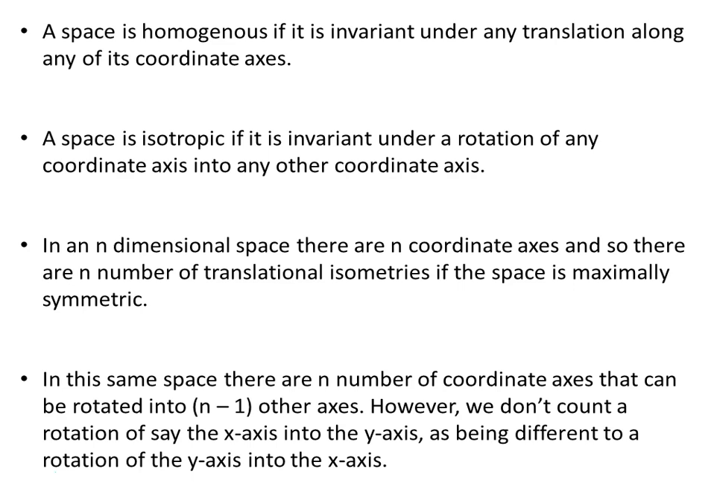Now, in an n-dimensional space there are n coordinate axes, and so there are n translational isometries if the space is maximally symmetric. So in 3 dimensions you'll have 3 axes, so 3 translational symmetries. In this same space there are n coordinate axes that can be rotated into n-1 other axes. Now, we don't count a rotation of, say, the x-axis into the y-axis as being different to a rotation of the y-axis into the x-axis.